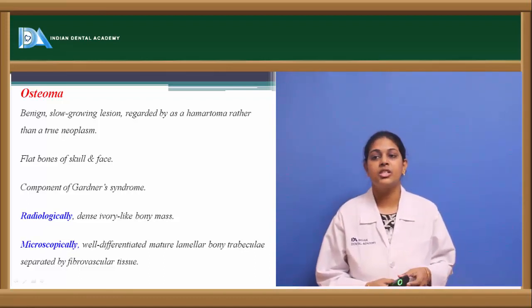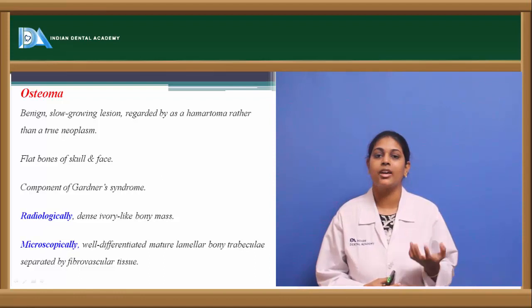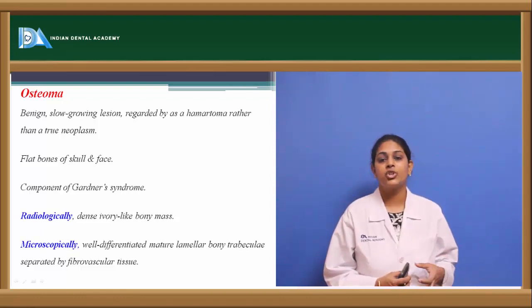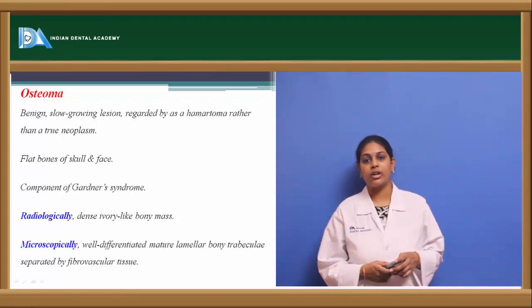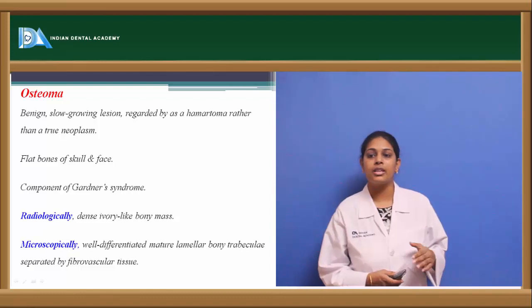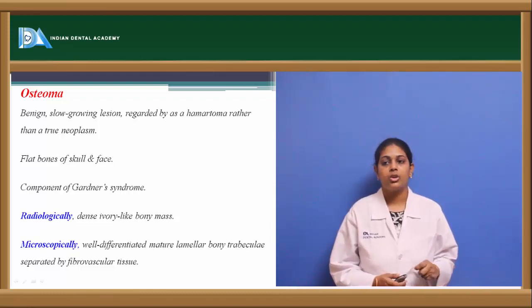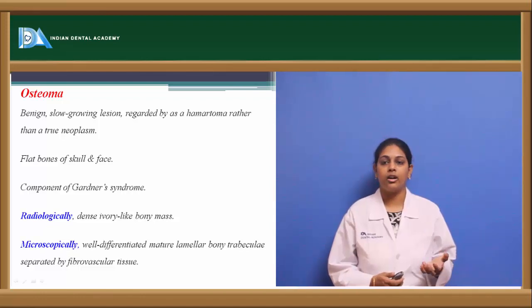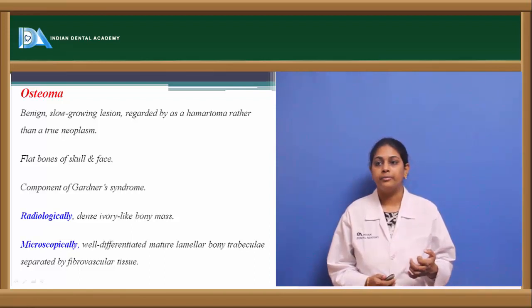Radiographically, osteoma gives the appearance of a dense ivory-like bone mass because of the increased thickening of the bone. Microscopically, well-differentiated mature lamellar bone can be seen with proper trabeculae, and these trabeculae are separated by fibrous as well as vascular tissue. So these are the microscopic and clinical features of osteoma, one of the benign tumors of the bone.